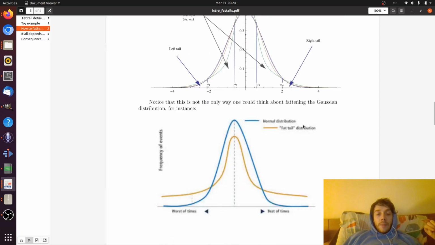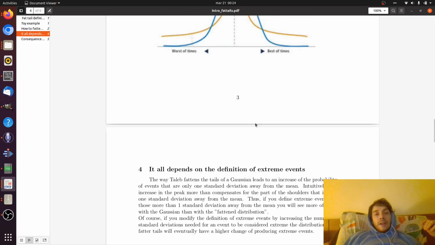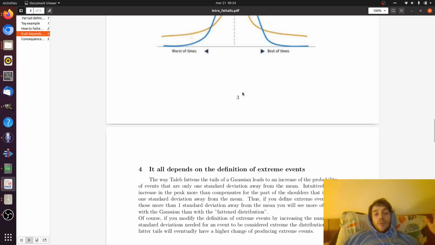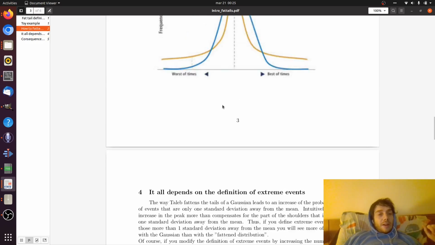But the takeaway here is just that when you fatten a distribution, things are not always going to be so intuitive as you expect them to be. There are ways to fatten a probability distribution where, if you define extreme events in a certain way, you're going to see fewer extreme events happening for the fatter tail distribution. Now, crucially, this depends on the definition of extreme events. Okay, I think I've explained this enough.